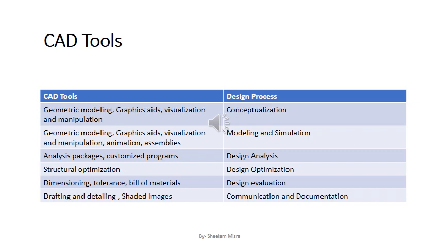Geometric modeling, graphics aids, visualization, and manipulation are used for the conceptualization. Geometric modeling, graphics used, visualization, manipulation, animation, and assemblies are used for modeling and simulations. Analysis package, customized packages are for design analysis, structure optimization for optimization, dimensioning tolerance, bill of material are used for the evaluation process, drafting and detailing used for the communication and documentation.